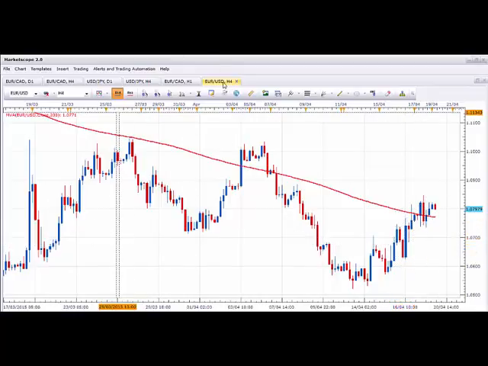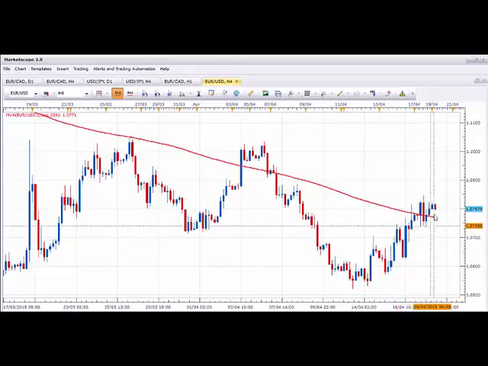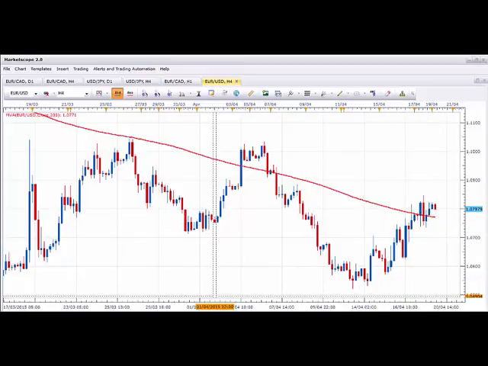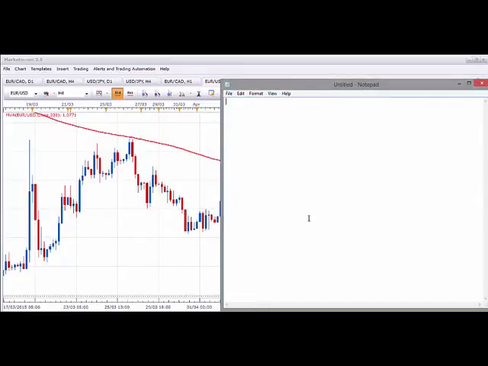Here, in that case, Euro US dollar, the euro is stronger than the US dollar. So what I do, I open a notepad and I type the date of today, 19/04, 11:30 p.m. So Euro USD, I just add a plus just to remember that the euro is stronger than the US dollar.